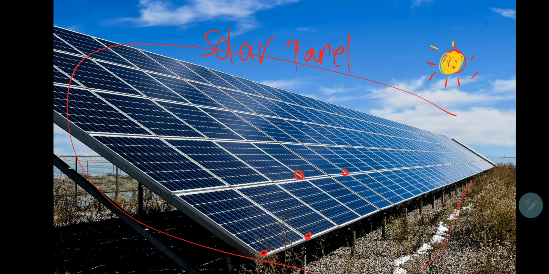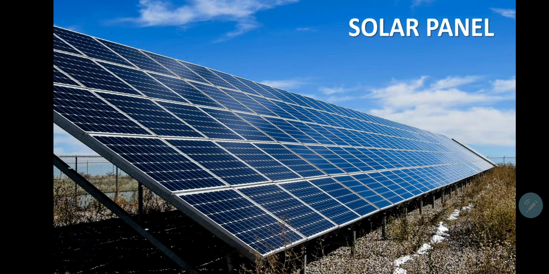The heat and the light energy from the sun will go to the solar panel, and the solar panel or the solar cells will absorb the heat energy from the sun and change it into electricity. I hope you understand that. Okay, let's go. This is the name, solar panel.